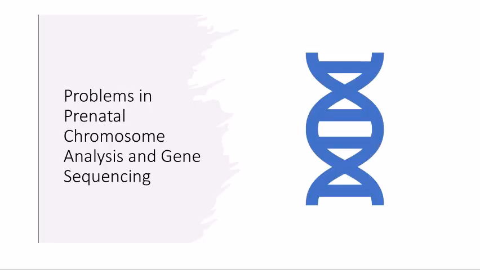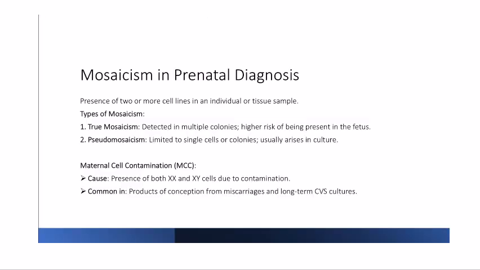The challenges in prenatal chromosome analysis and gene sequencing. Challenges in prenatal chromosome analysis include mosaicism and maternal cell contamination. True mosaicism, which appears in multiple colonies, may be present in the fetus, whereas pseudomosaicism is limited to culture artifacts. Maternal cell contamination, often detected in CVS, can be managed with careful sample handling and maternal blood comparison.